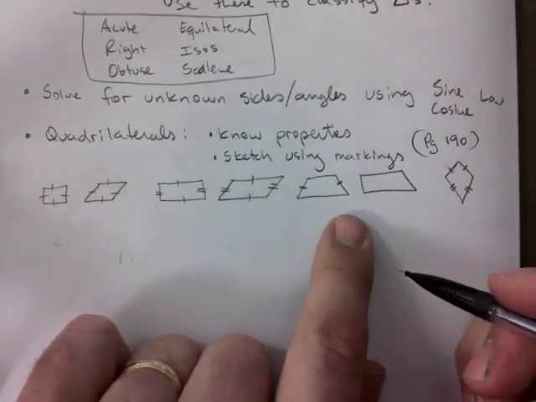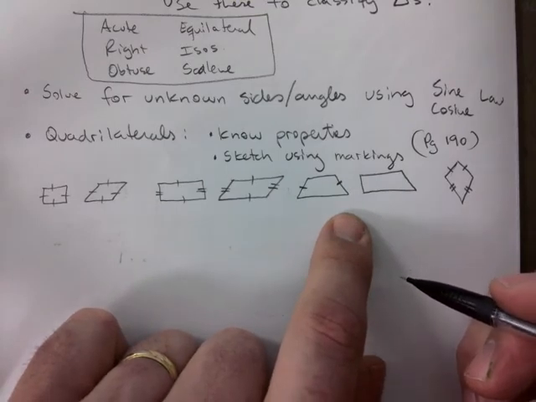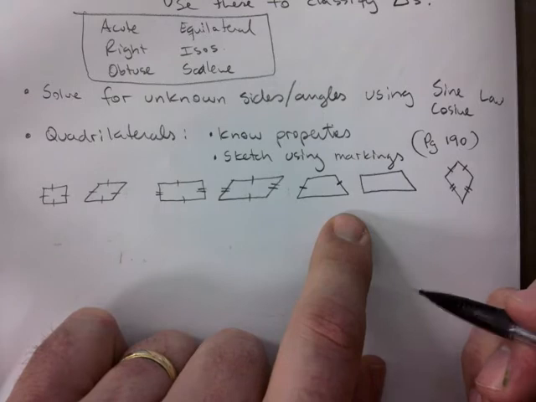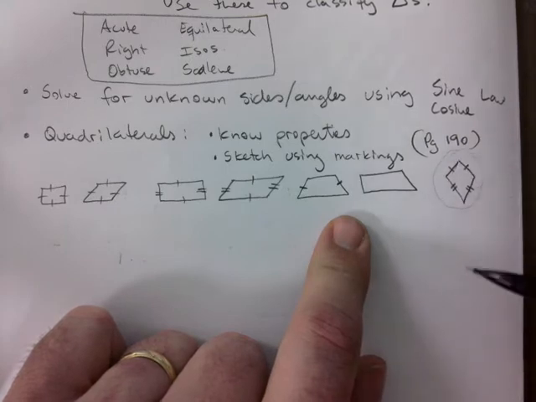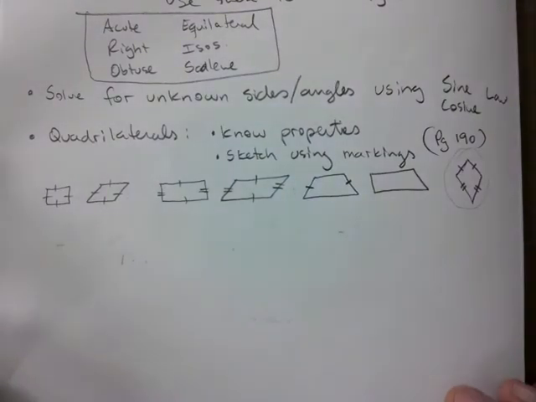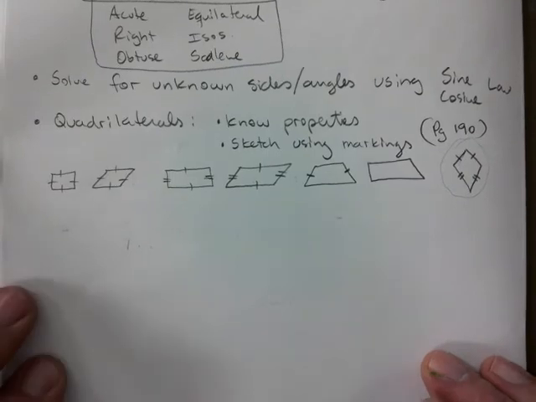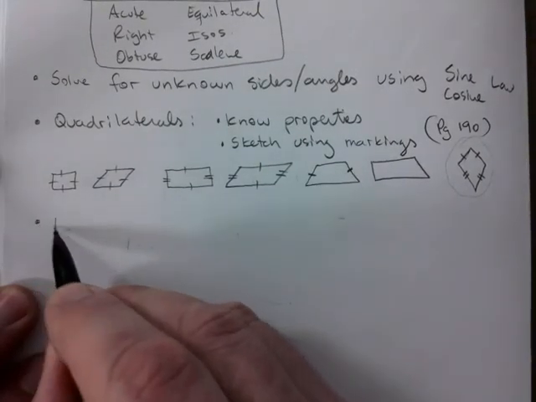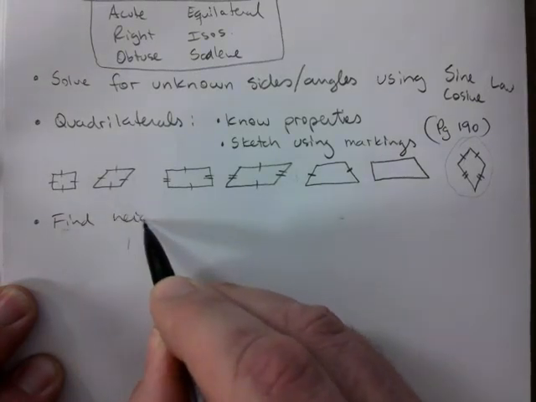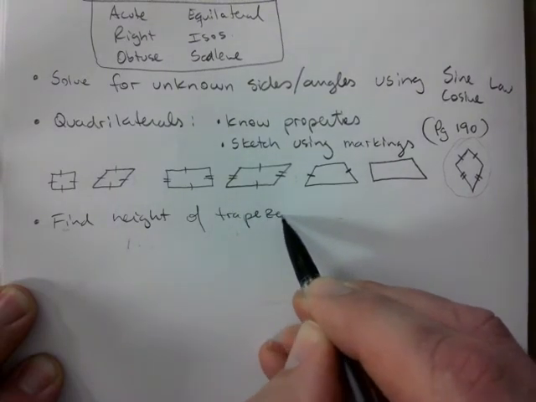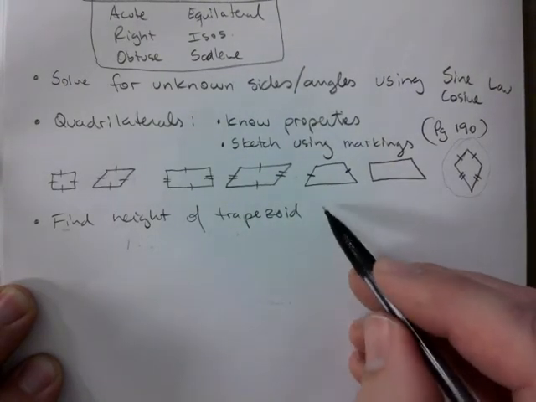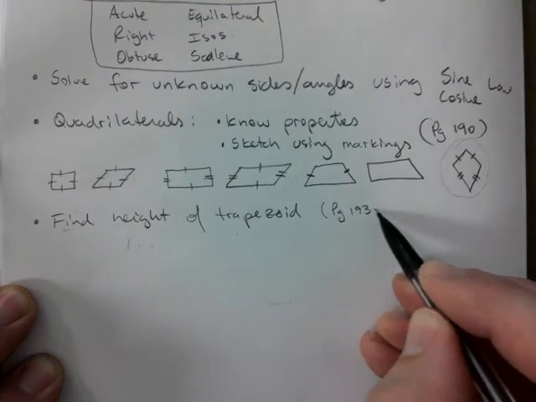The only shape that does not have parallel lines is, fill in the blank. Which one of these does not have parallel lines at all? Kite, right? Kite does not have any parallel lines. So it's distinctive in that sense. Okay, next, you got to find the height of a trapezoid. You need to be able to do that. And I will also tell you where to find examples, 193 to 194.